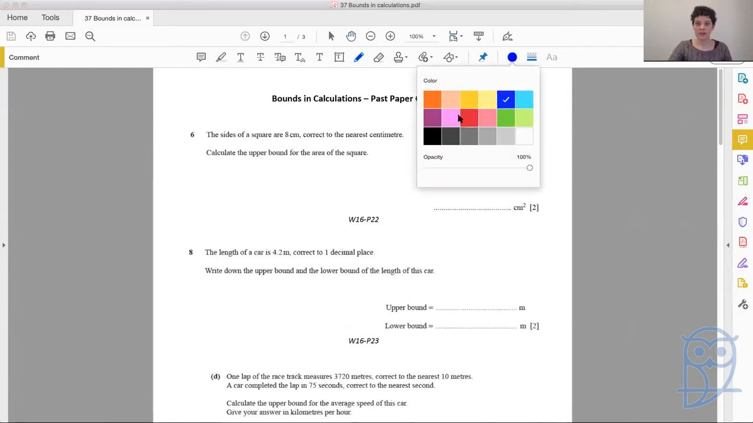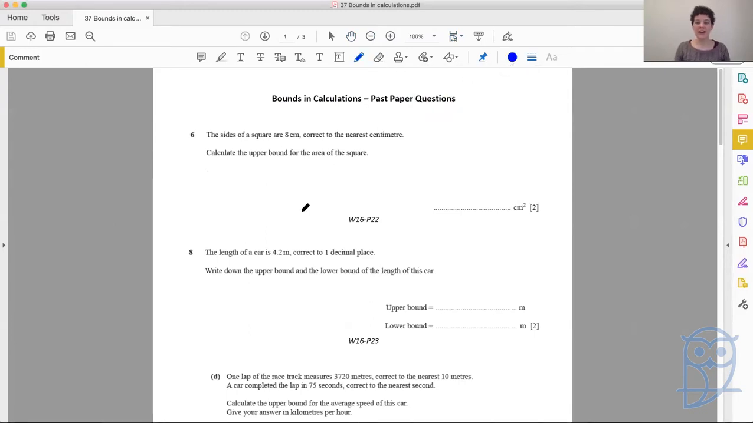Get them to something where it's comfortable to write on. Okay, so starting out with the first one from winter 2016.